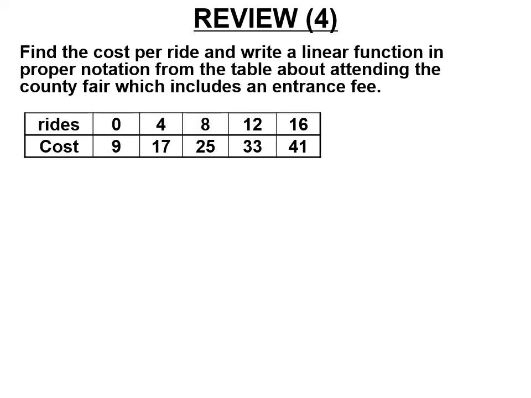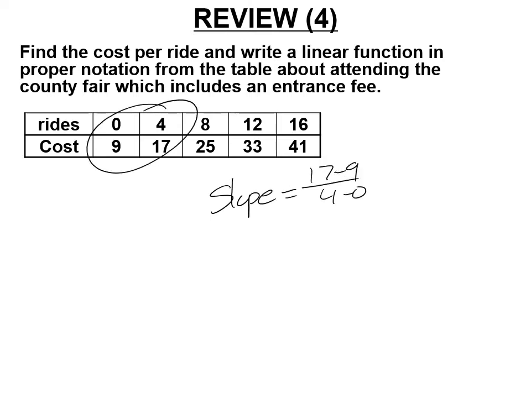Okay, so we're going to do the same thing here. First thing you always have to do on these, find your slope, right? So I'll just do it right there. 17 minus 9 over 4 minus 0. So we get 8 over 4. The slope here is 2. What does that mean? Cost per ride was $2 per ride. That's what it was. Is the y-intercept there? Yeah, it is. Right? There's the y-intercept.